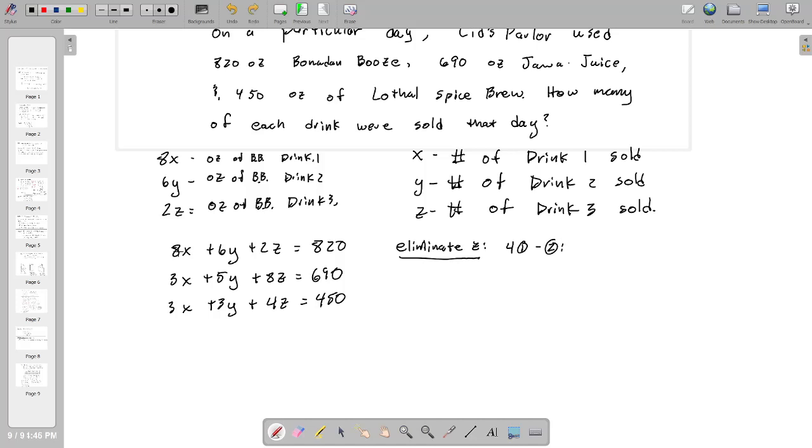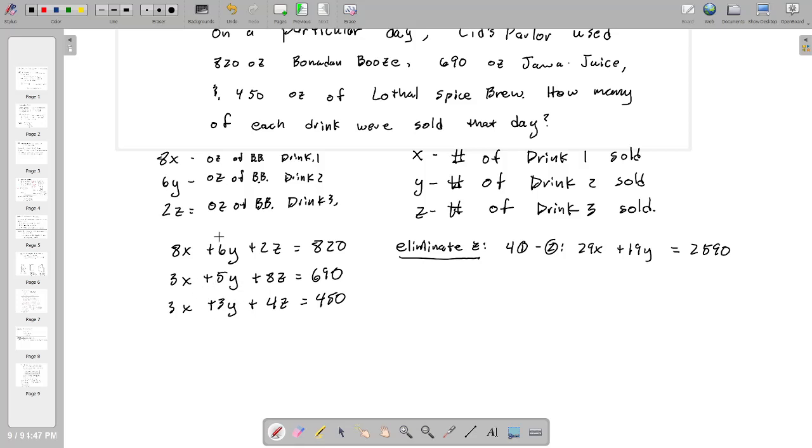4 times 8 is 32. 32 minus 3 is 29. 4 times 6 is 24. 24 minus 5 is 19. 4 times 2 is 8. 8 minus 8 is 0. And 4 times 820 minus 690. 3,280 minus 690. We get 2590. Okay, so we have an equation with just x's and y's.